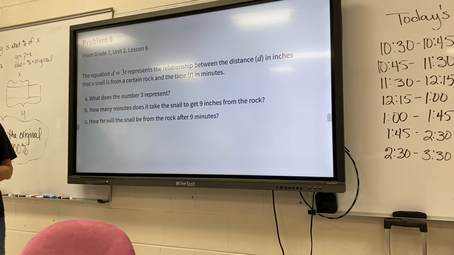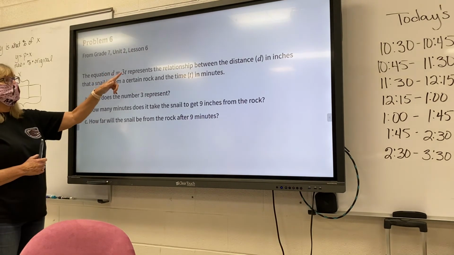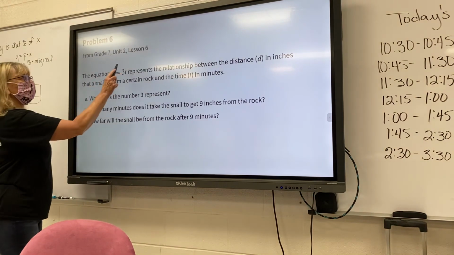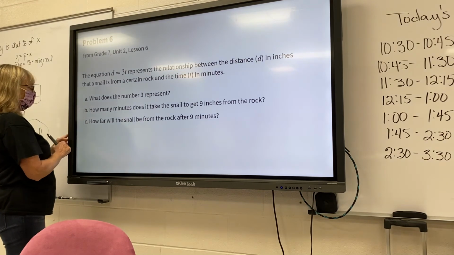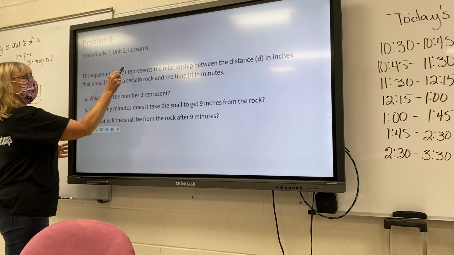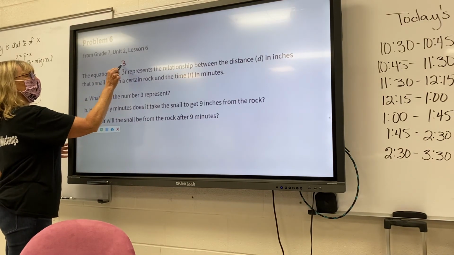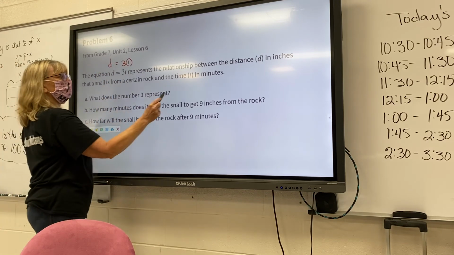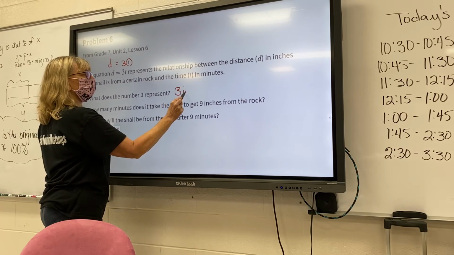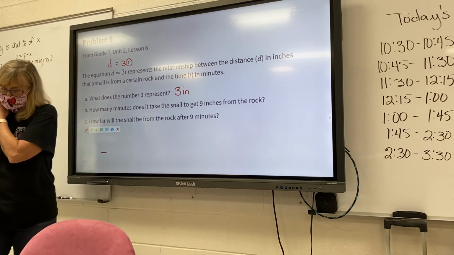That's a coefficient, but what does it mean in this situation? Think about it. What's T? Time, and that would be in 1 minute, right? So what is the 3? If I make T 1, 3 inches. So the 3 represents 3 inches per minute.